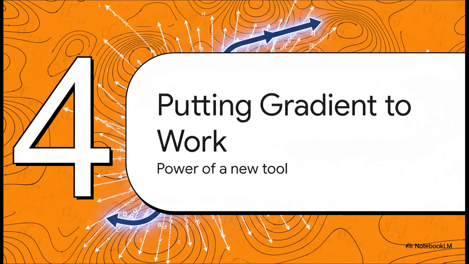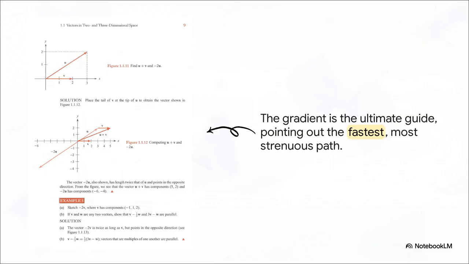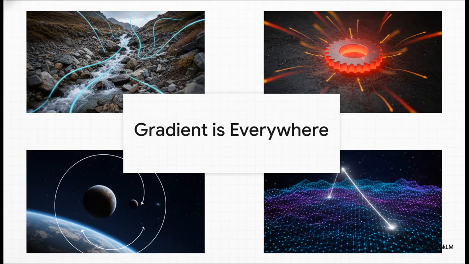Why is knowing the direction of steepest ascent so incredibly important anyway? Well, for one, the gradient is a master tool for optimization. For a hiker standing on a mountainside, that gradient vector points directly up the steepest path. So if your goal is to get to the top as fast as possible, the gradient is literally your map. And the same idea applies everywhere, like in economics when you want to find the best way to maximize profit.